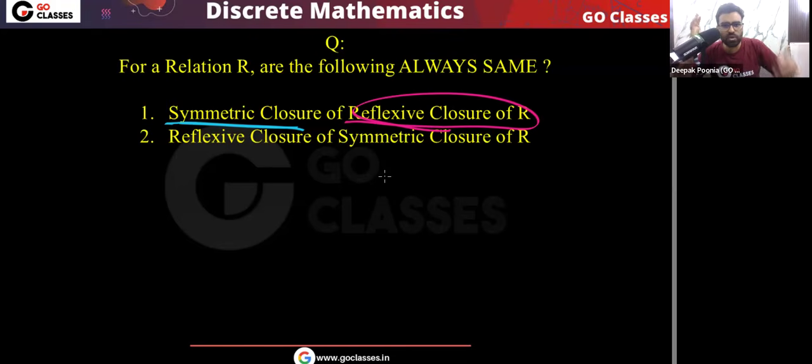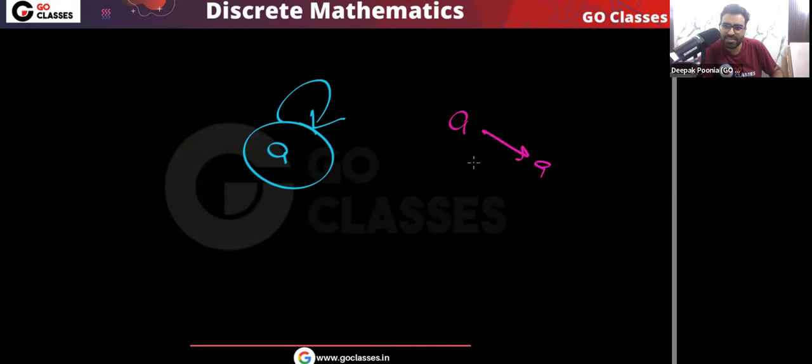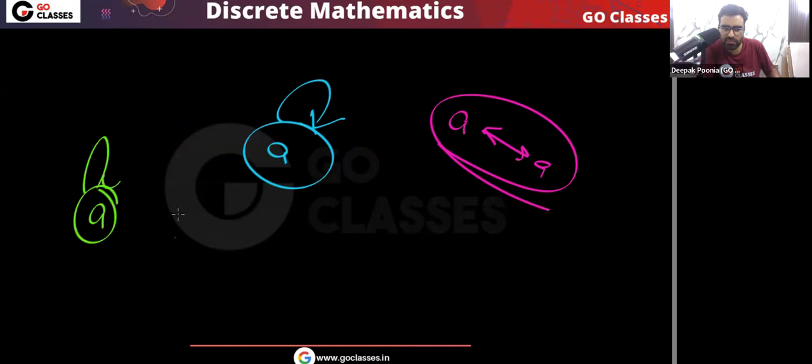Is a self loop unidirectional or bidirectional? Can anyone tell me? It's both. It's like from A to A, so it's already bidirectional. A self loop is already bidirectional. So you tell me, for reflexive closure, you will put the self loops, and for symmetric closure, what will you do? If there is any unidirectional edge, you will make it bidirectional.